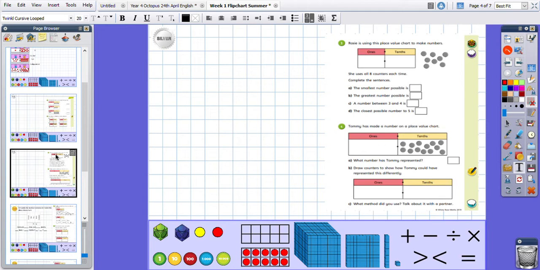And then question 4, Tommy has made a number on a place value chart. What number has he represented? And question B, how could he have represented this differently? So thinking about exchanging in that question.